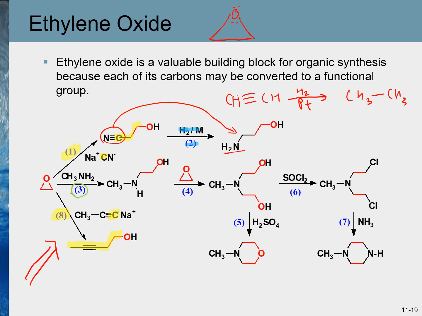Reaction number 3 and reaction number 4 are ring opening reactions by nitrogen nucleophiles, and reaction number 5 is an intermolecular dehydration reaction of diols, which results in formation of a cyclic ether.